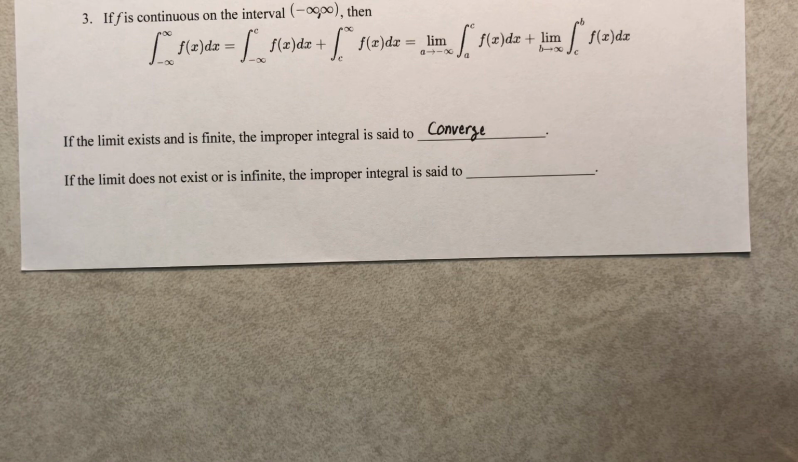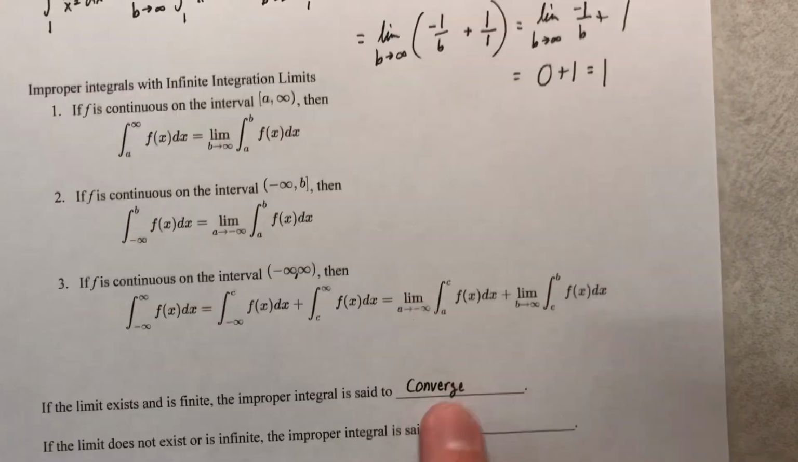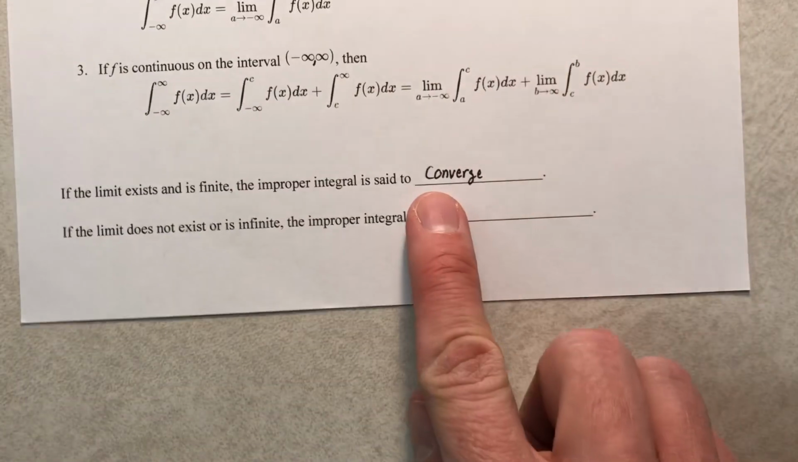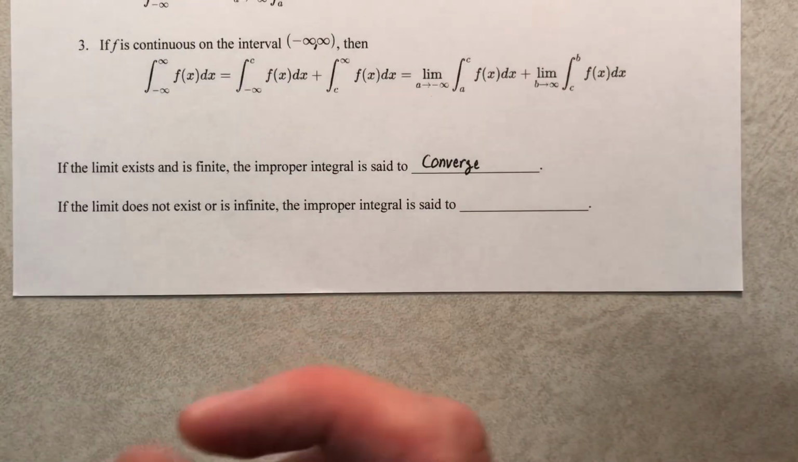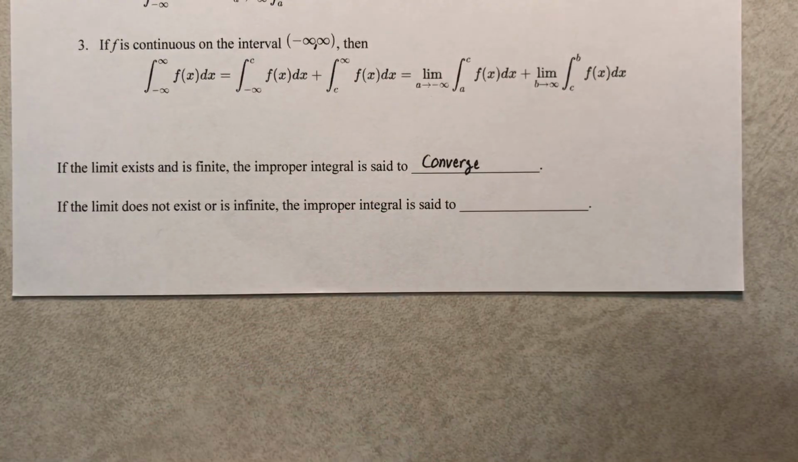So the limit exists and it's finite. The improper integral is said to converge. Converge comes together to an answer. The prefix con means together. You have a conversation. You come together with someone. I can't think of another one other than a conversation. Anyway, converging comes towards a number.